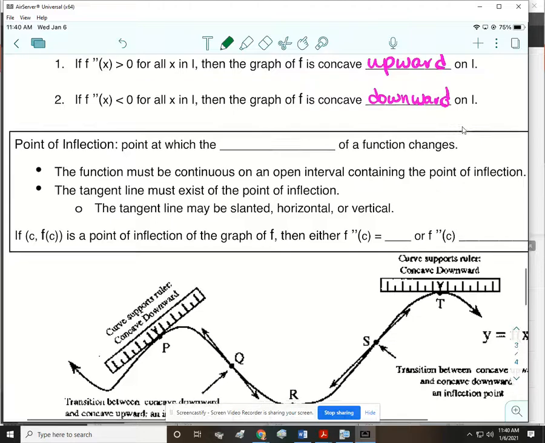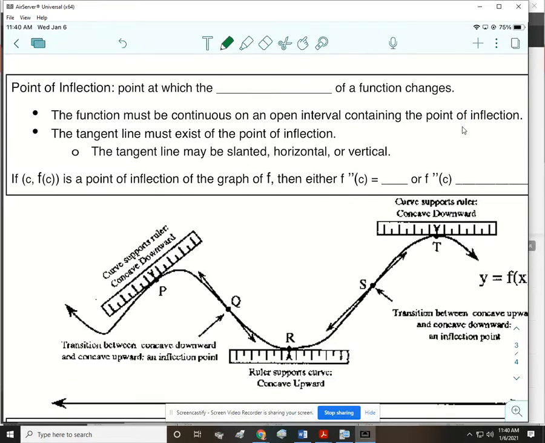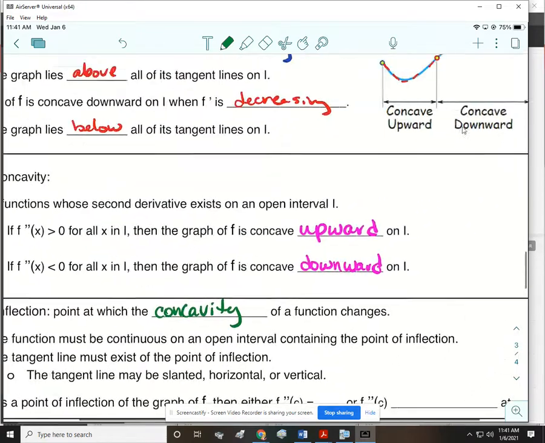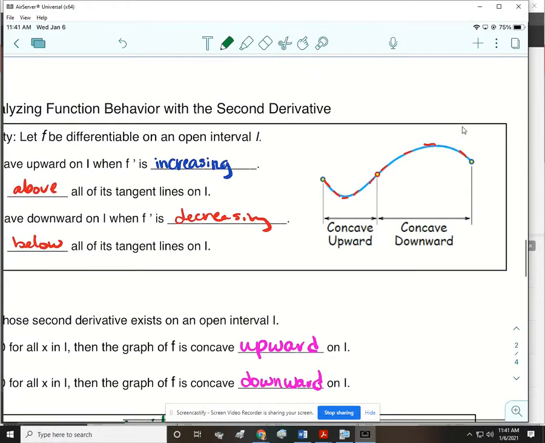All right. And then we have a new thing that we're going to talk about today, which is the point of inflection. So the point of inflection is the point at which the concavity of the function changes. So where a function changes from concave up to concave down, or concave down to concave up. So in this case, for this graph, this right here is a point of inflection.